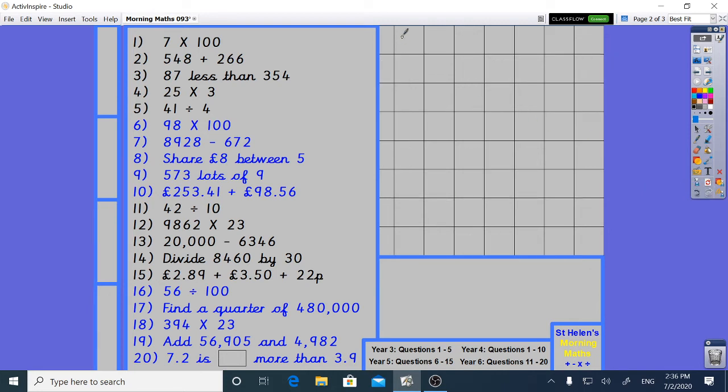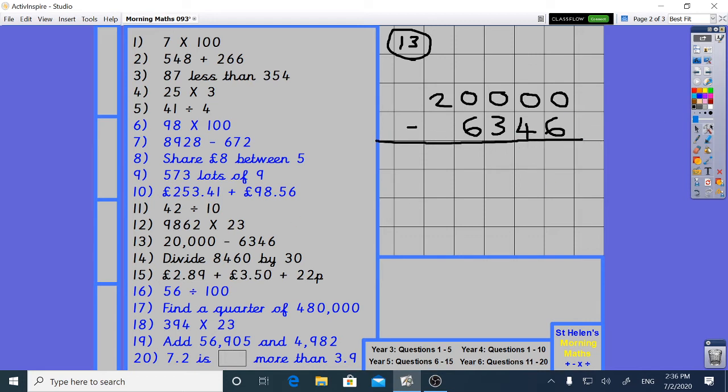This is a big minus. Biggest number at the top. And we're going to take away 6,346. Am I saying that right? 6,346. Oh, so much borrowing and taking on this question. 0 take away 6 is not 0, and it's not 6. You have to borrow all the way across. But it's Year 5, so you probably know how this works.